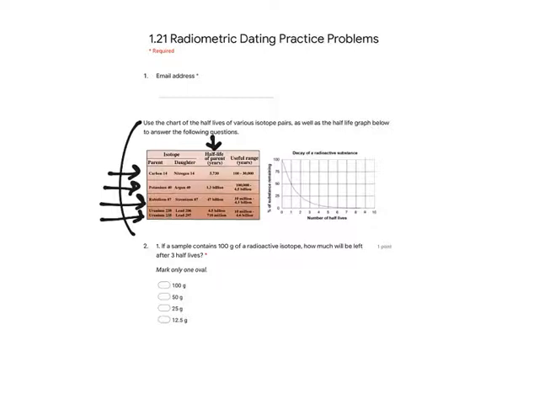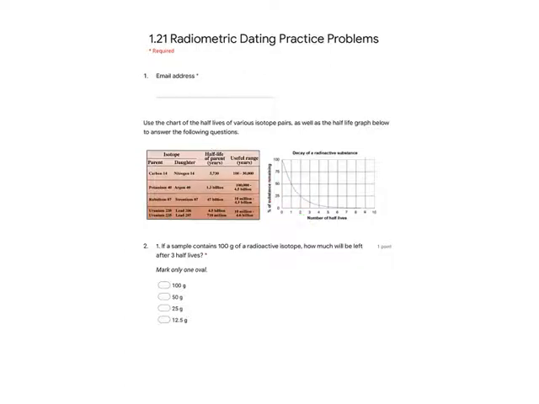So if we see a sample that has 50% of the remaining parent isotope, we would read the y-axis first and say, here's our 50%, and we would see where that intersects with our curve, our line, and then we would go down to the x-axis to see that one half-life has occurred. If we have a sample that has about 25% of the parent isotope remaining, we would find this line and see where it intersects with the curve, and then go down and see two half-lives have occurred if 25% remain. So this is a graph we're going to keep using throughout the practice here.